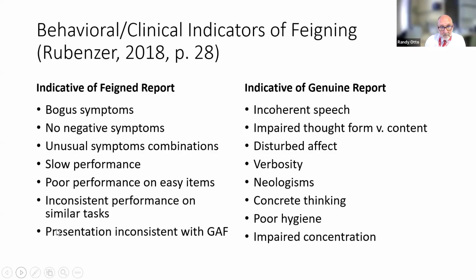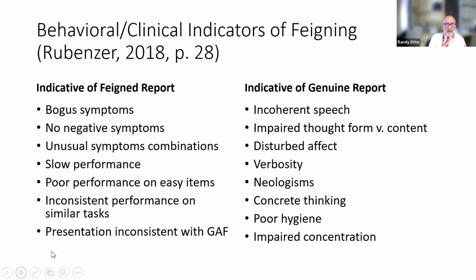Some of these might be present with a neurodivergent individual, but that may not mean they are feigning. And I think, read Rubenzer. Rubenzer does not present these as a checklist where, if they tick off 2 or 3 of these, then they're feigning and not genuinely impaired.